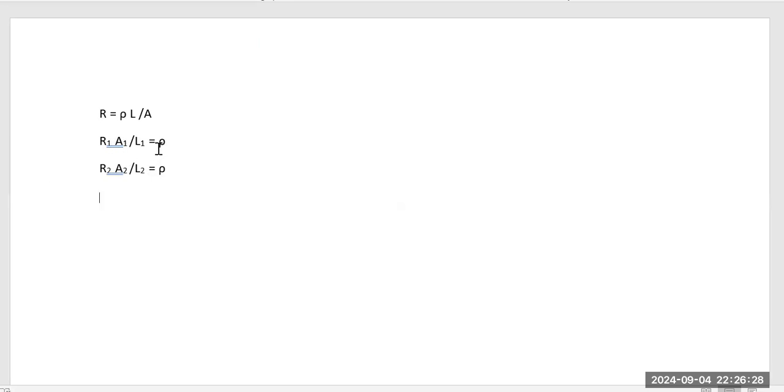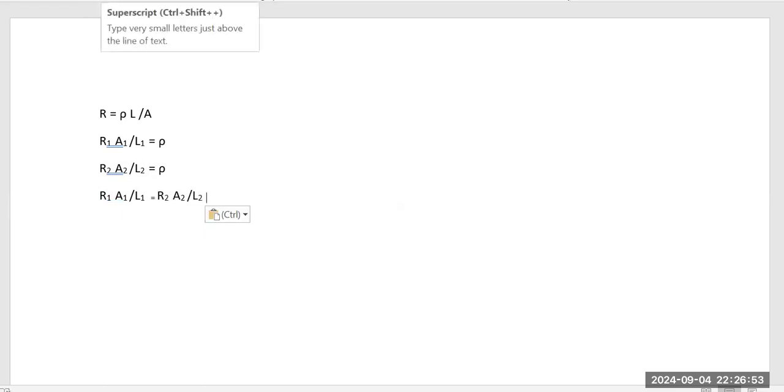Okay, look at that. The left side of both equations is the same, so by comparing both equations, you can make the formula easily: R1 A1 by L1 is equal to R2 A2 by L2. Is it clear?